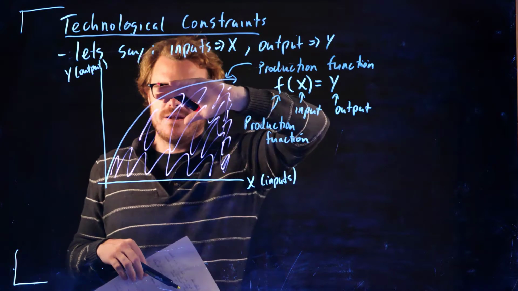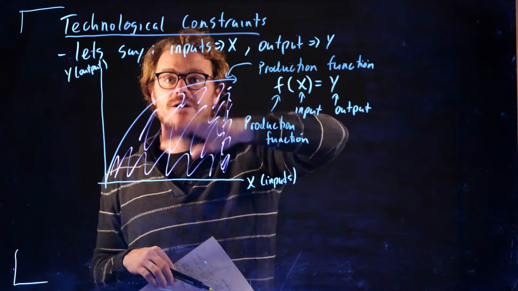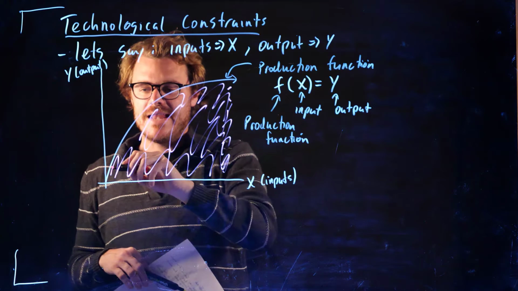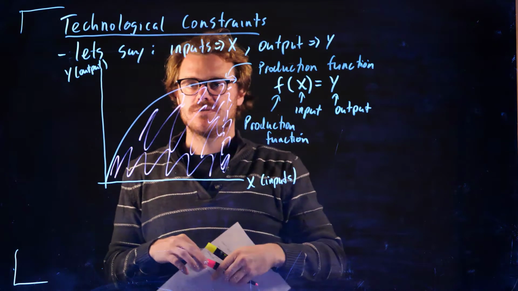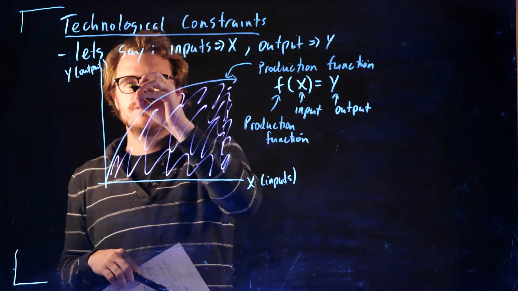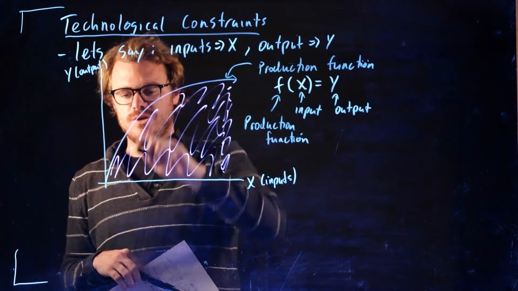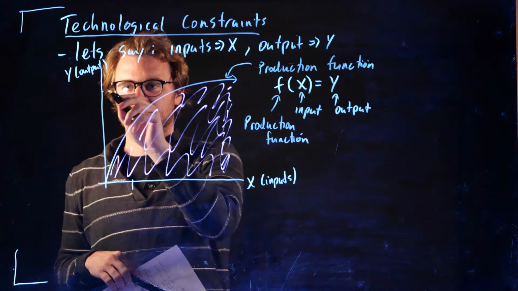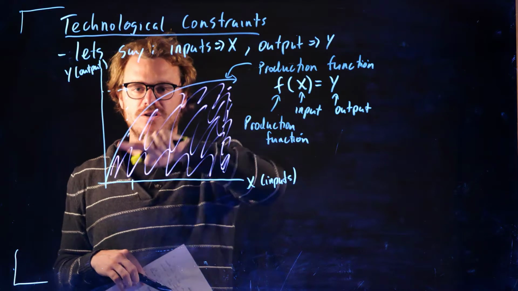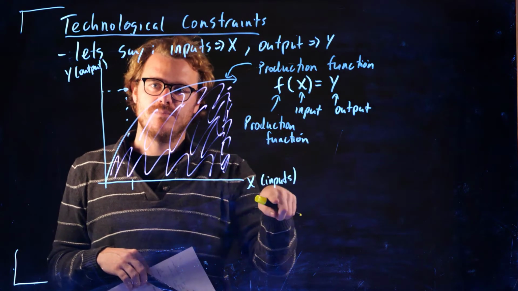Now everything below the production function, we would be able to produce. Anything along this production function line is the maximum we could produce using all of our inputs. And anything outside of it is not feasible. Like we couldn't use this many inputs to produce this much output. So technology is limiting how much output we get for these different inputs.